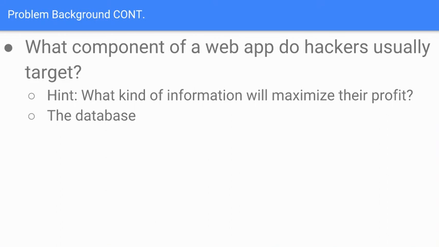Boom, the database. And why? Because you have credit cards, social security numbers, etc. So what we're going to do from here is take a little diversion and look at a traditional enterprise level web app architecture and see how one would get to the database. Let's check that out.